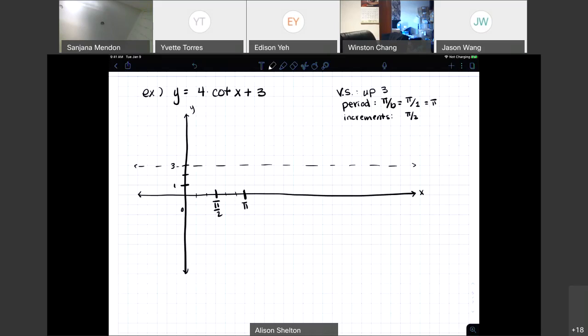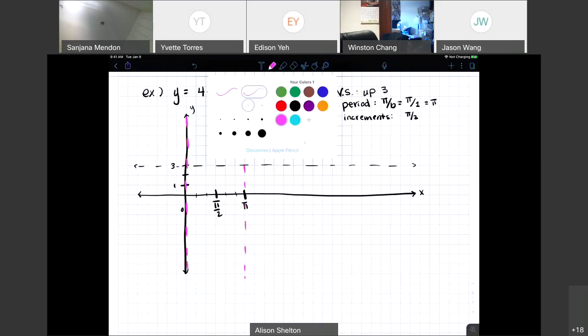Because this is cotangent, my asymptotes are going to be at my starting point, which is 0, 3, and at 1 period later. Because the asymptotes for cotangent and tangent are 1 period apart. I'm going to write that down.